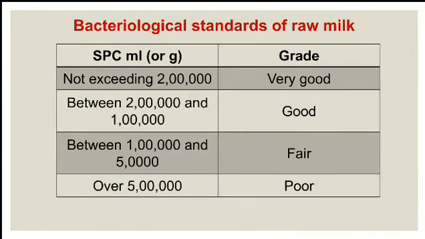Then next is the bacteriological standards of raw milk. In the table we can see the bacteriological standards for raw milk. Not exceeding 2 lakh, that milk grade is very good, and between 2 lakh to 1 lakh, that milk grade is good. Then the bacteriological standards between 1 lakh to 50,000, that milk grade is fair, and over 5 lakh, that milk grade is poor.